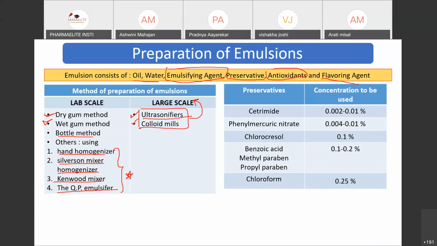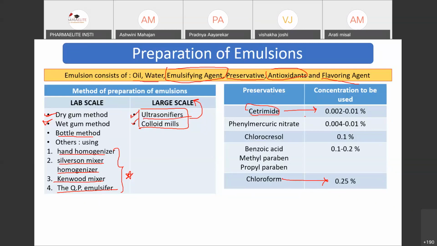Preservative like Cetrimide is used at what concentration in emulsion? So when it comes to different preservatives which are used in emulsions, your chloroform is the one which is used in the highest concentration. It can go up to 0.25%. On the other side, the lowest concentration when it comes to your preservatives, your cetrimide is used from 0.002 to 0.01%.